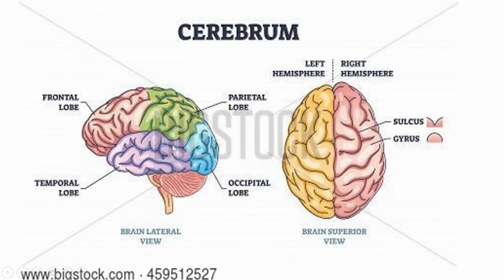Then the last lobe is called the occipital lobe. This is the occipital lobe, which is found at the back of the brain, and it is responsible for visual processing.